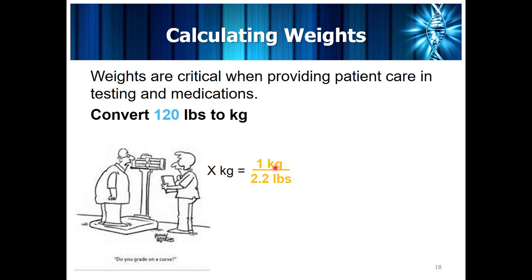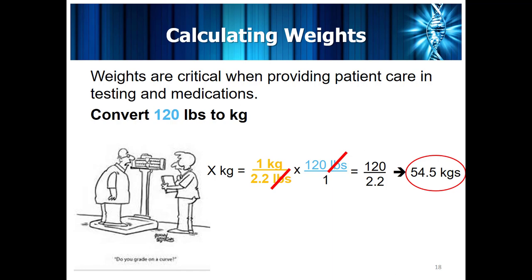There's my kilogram, and there's my kilogram, right next to each other. So now, what do I have up here with pounds? It's 120 pounds. So I'm going to cancel the pounds out by putting the 120 pounds up there. All I have left is kilograms. 120 over 2.2 is 54.5 kilograms.